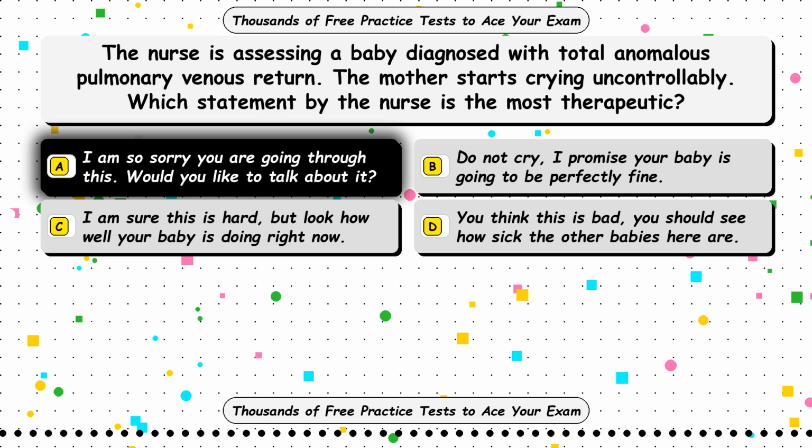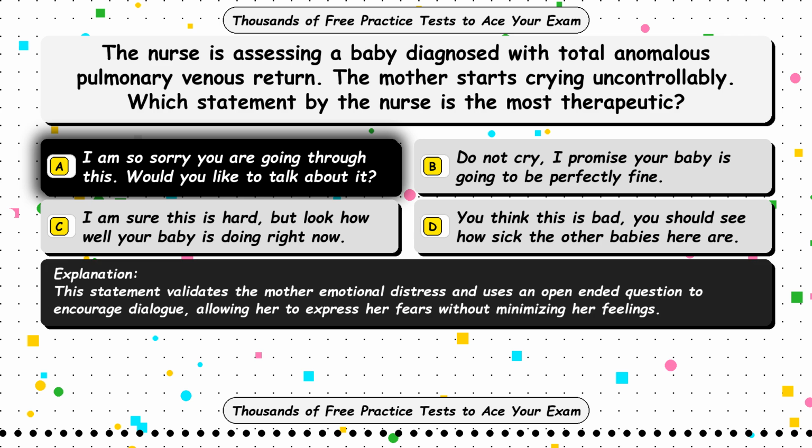The correct answer is option A. I am so sorry you are going through this. Would you like to talk about it? This statement validates the mother's emotional distress and uses an open-ended question to encourage dialogue, allowing her to express her fears without minimizing her feelings.